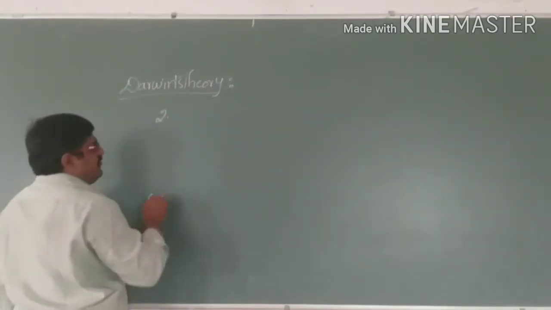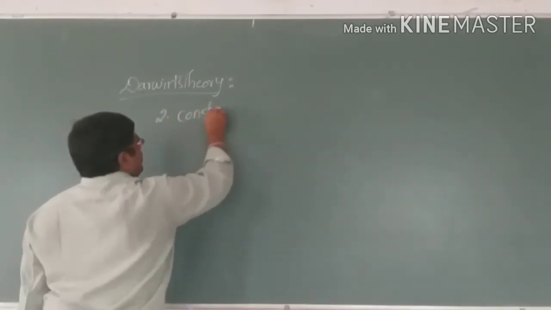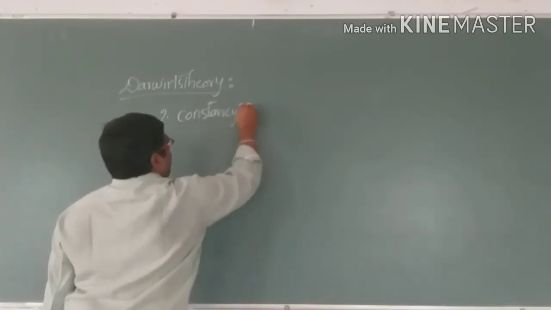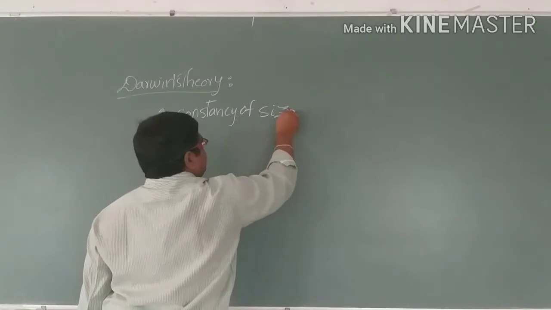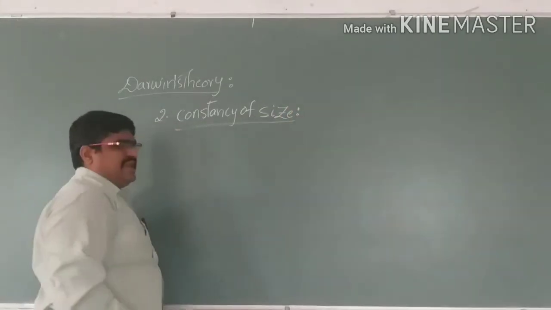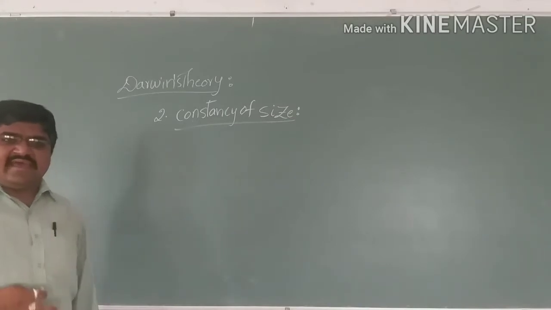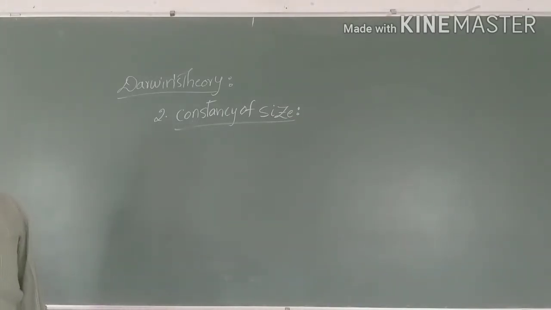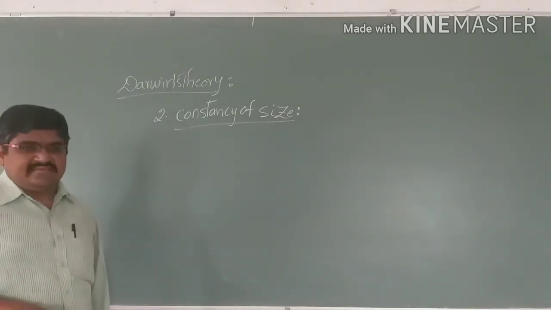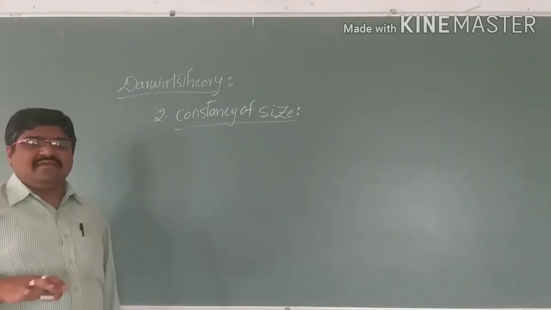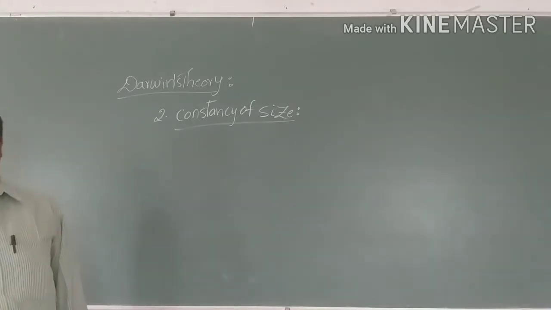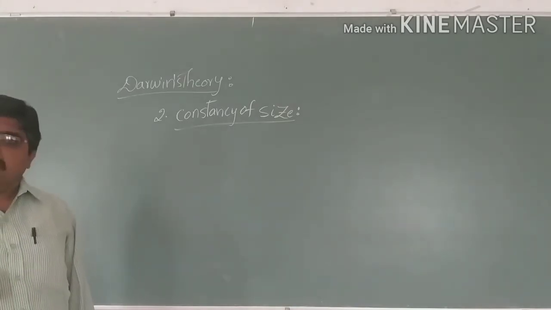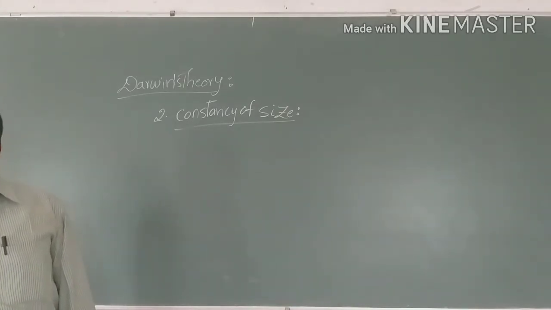So the second one is the constancy of size. The constancy of size means that even if the population increases rapidly, the population remains constant, neither increasing nor decreasing. Once it increases, it reaches stability. That stability you can call a steady population, or otherwise an equilibrium.